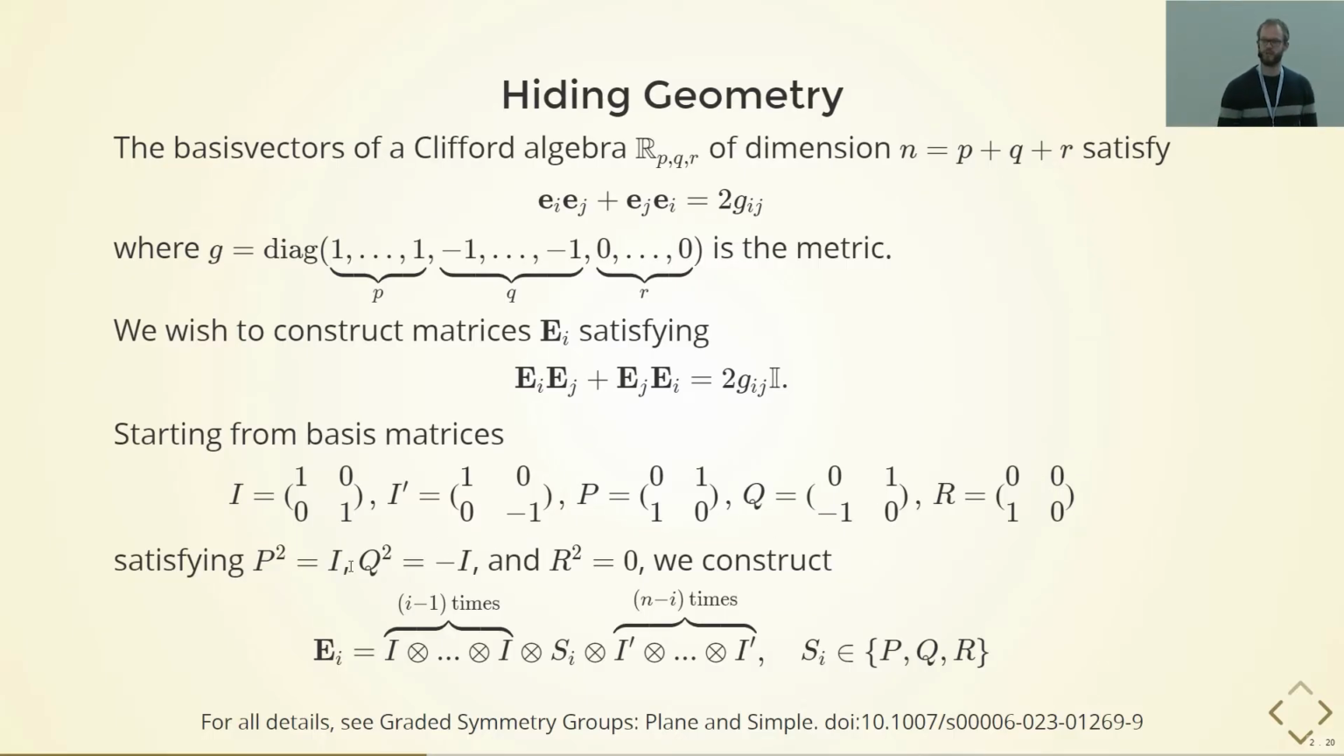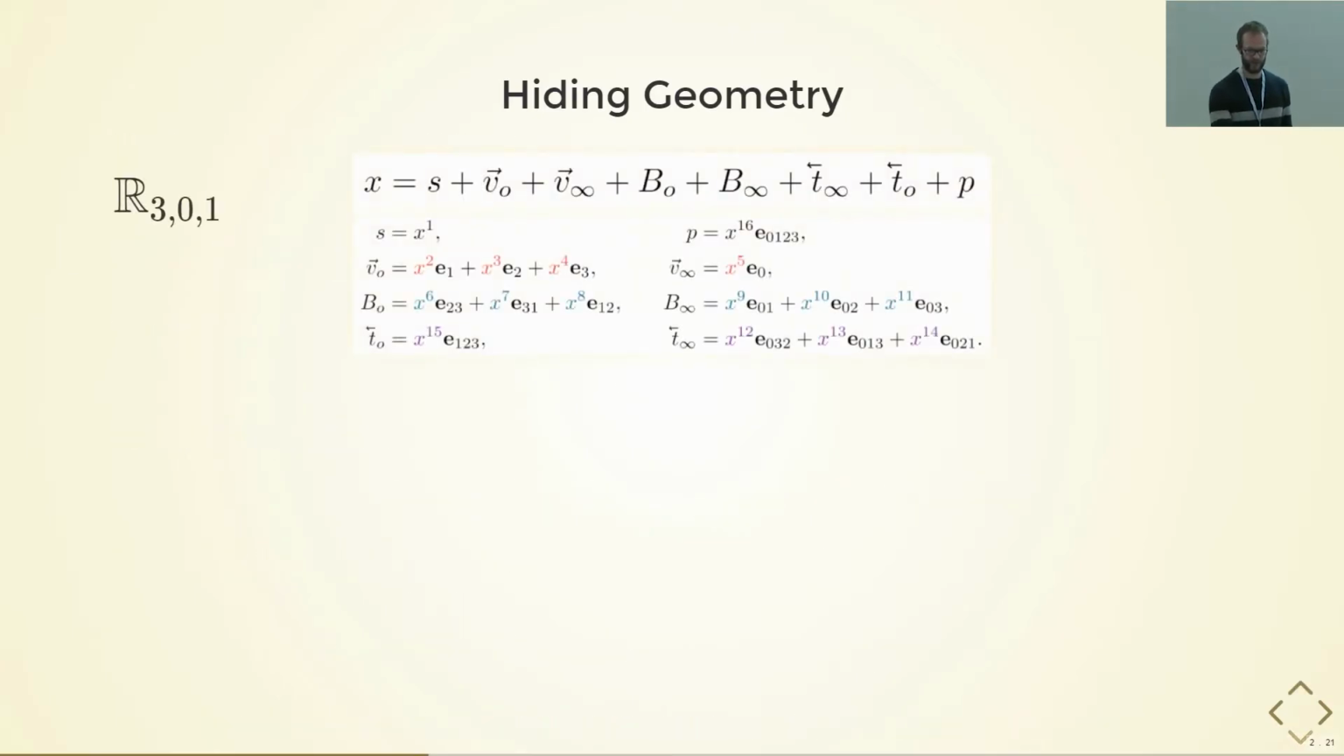And then you can start building up your matrix representations by taking the Kronecker product of the 2x2 identity matrix, one of the signature matrices, so that's a P, a Q, or an R, depending on which square you want, and then some of these I primes. All the details to this are actually in the paper, Graded Symmetry Groups, by Stefan and me. I will now skip over some of the extra stuff you need to do to get these matrices in exactly the preferred order, but the details are in the paper. But now we are ready to start hiding our geometry.